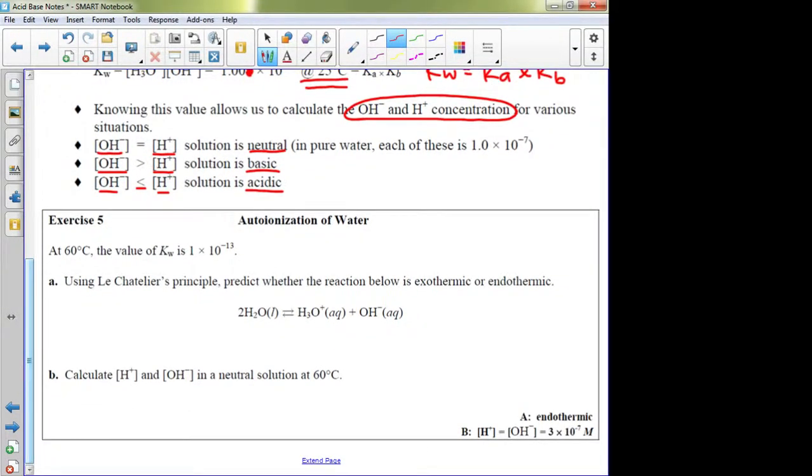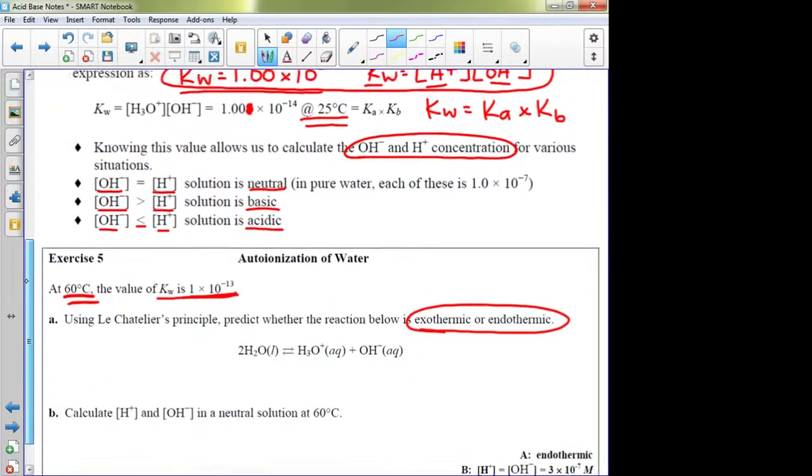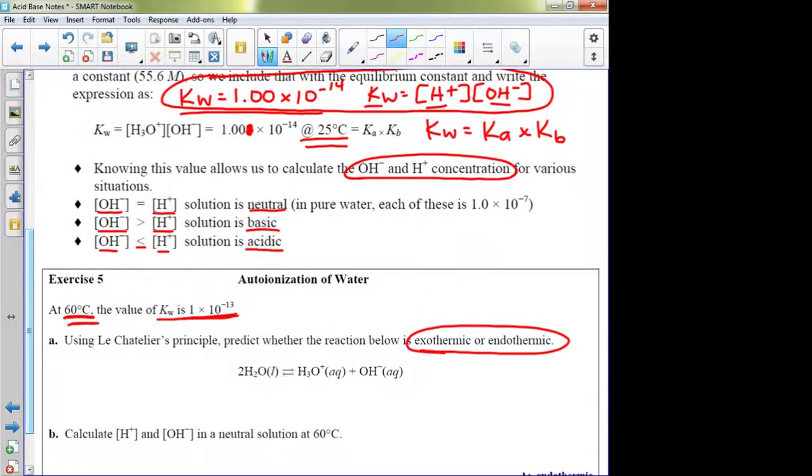So let's look at exercise 5. At 60 degrees Celsius, this is going to be important for you to notice. So make sure you notice that this is at 60 degrees Celsius. The value of Kw is 1 times 10 to the negative 13. So A says, using Le Chatelier's principle, predict whether the reaction below is exothermic or endothermic. Notice, I know my value of Kw at what temperature? 25 degrees Celsius. What did I do to my temperature in this problem? I increased it. So I know my temperature increased.